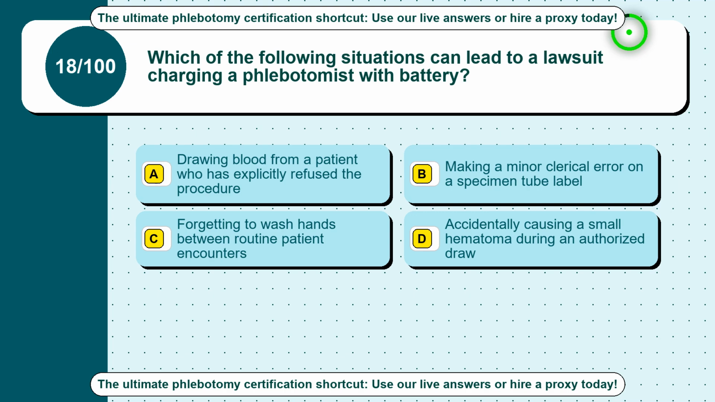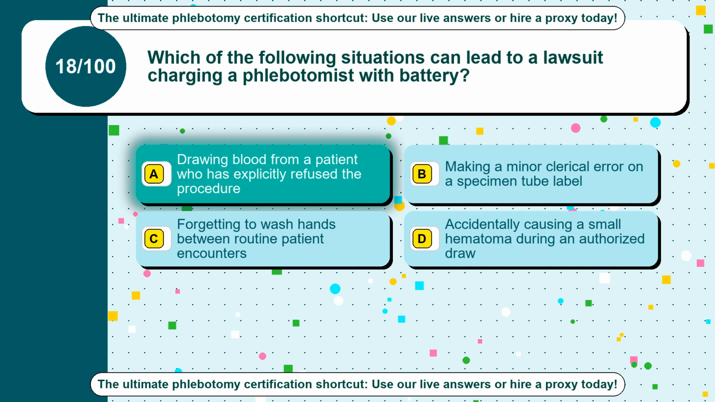Question 18. Which of the following situations can lead to a lawsuit charging a phlebotomist with battery? Option A. Drawing blood from a patient who has explicitly refused the procedure. Option B. Making a minor clerical error on a specimen tube label. Option C. Forgetting to wash hands between routine patient encounters. Option D. Accidentally causing a small hematoma during an authorized draw.